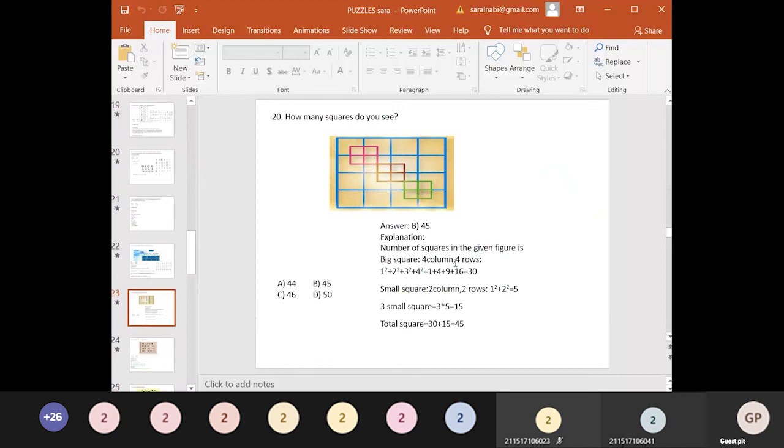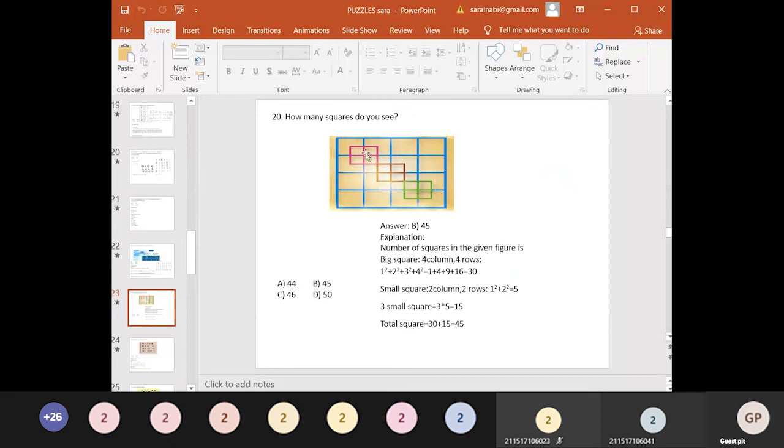So 4 rows and 4 columns, right? So you can write it till 4: 1 square plus 2 square plus 3 square plus 4 square. Okay, so it is equal to 30. So in the blue lined square, totally 30 squares are possible.